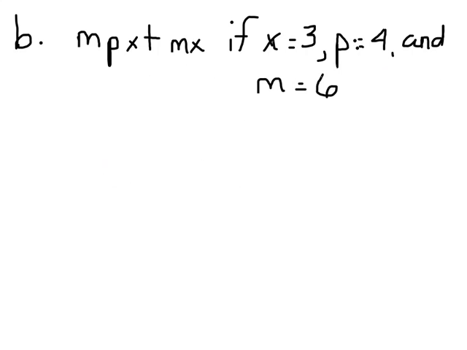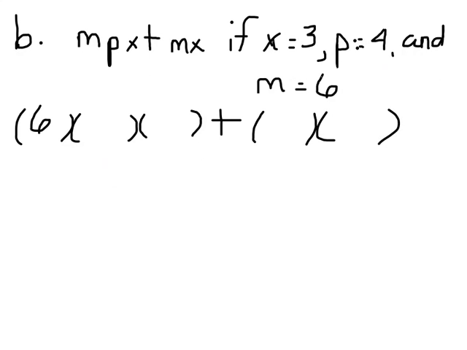It says evaluate mpx plus mx if x is equal to 3, p is equal to 4, and m is equal to 6. Immediately I'm going to do my 3 sets of parentheses here, my addition sign, and then 2 more sets of parentheses. This first one is m. I know that m is 6. The next one is p. P is equal to 4. The next is x, and x is equal to 3. And then over here, m is 6, and x is 3.